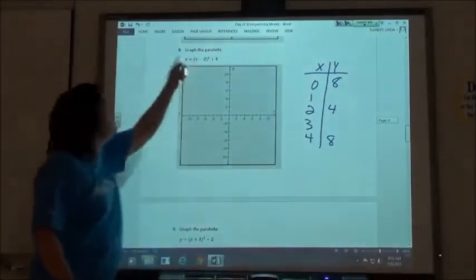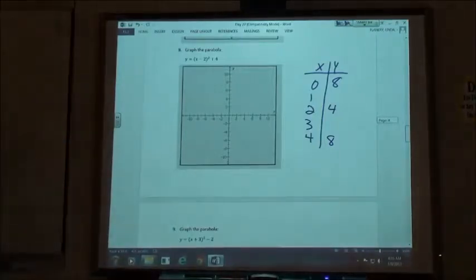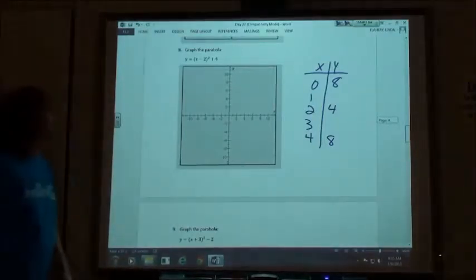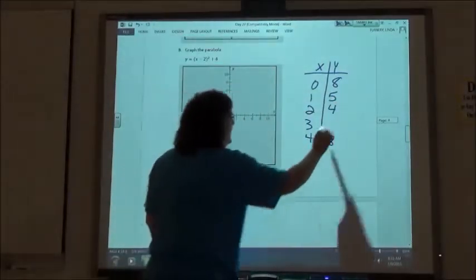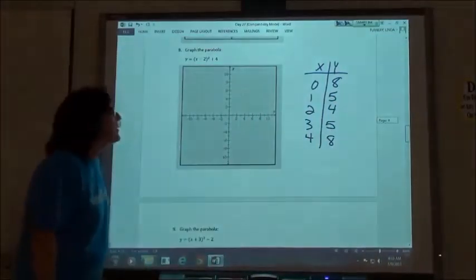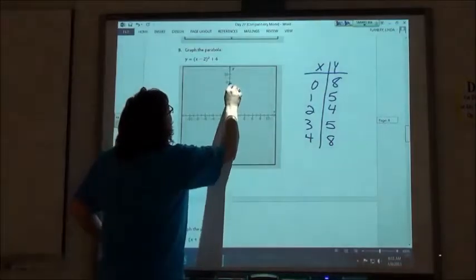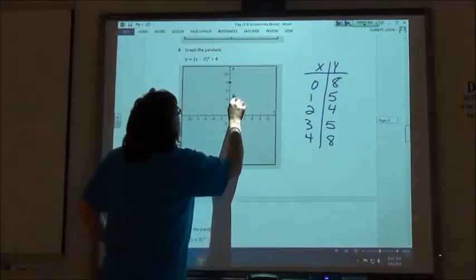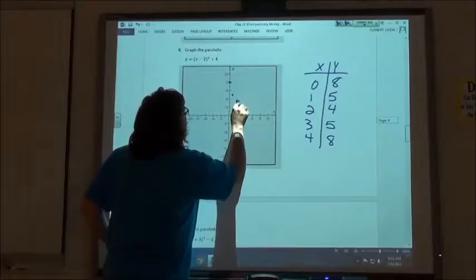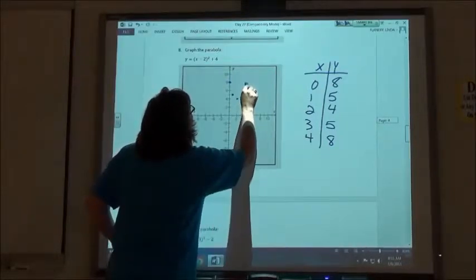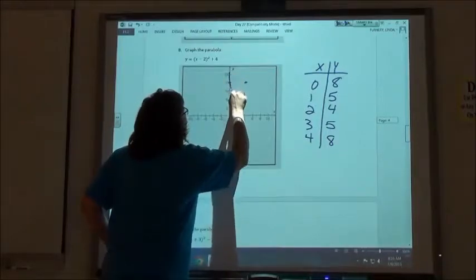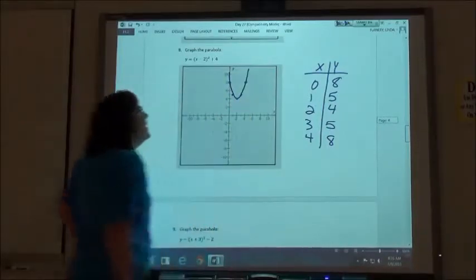And if I put the 1 in for x, I get 5. And the 3, also get 5. So 0 over up 8, 1 over up 5, 2 over up 4, 3 over up 5, and 4 over up 8. Hit the graph button, and you will have your parabola.